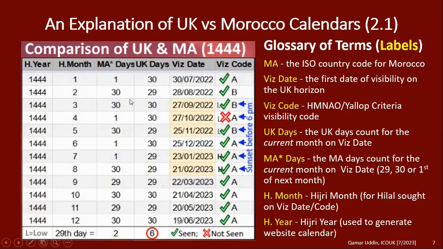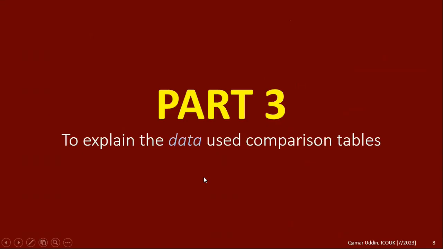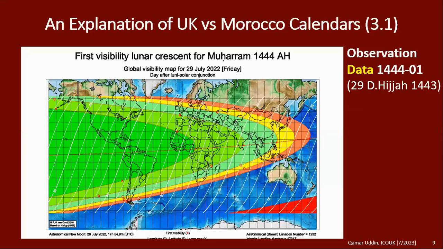And this is one of the misconceptions, that it's not possible to see the moon, because we are looking on the wrong date, sometimes on the 28th of the local count. And obviously the moon is invisible on that date. So that explains all these labels. Now let me go to part 3 and explain the underlying data used in the comparison table.